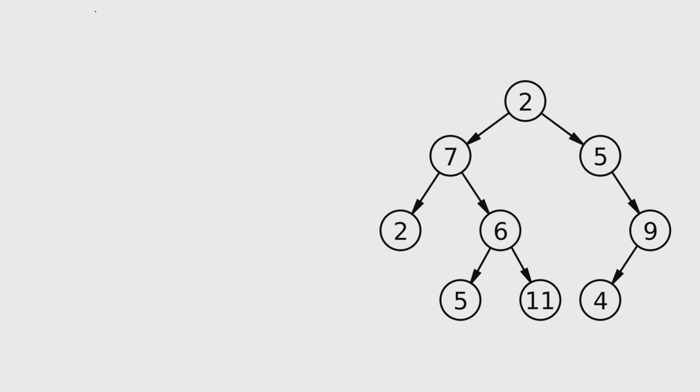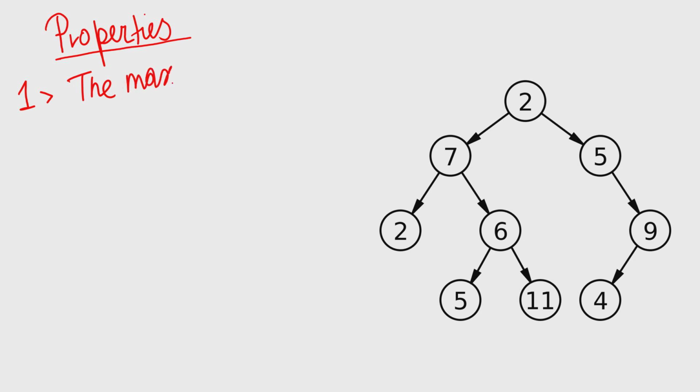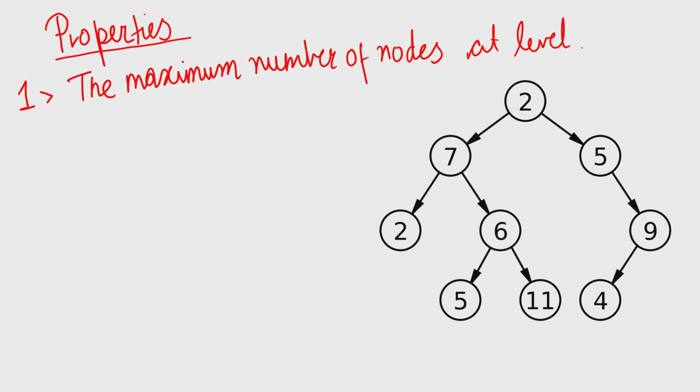So the first property says that, let me write it down here, properties. I'm trying to make good handwriting. Properties. Let me write down one here. And the first property is the maximum number of nodes at level L is 2 to the power L minus 1.